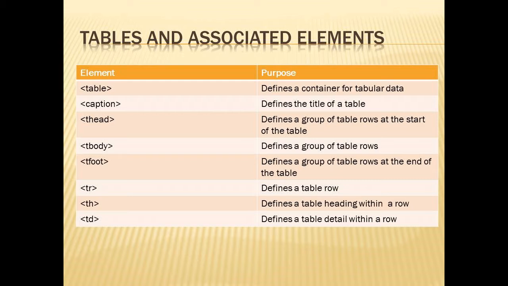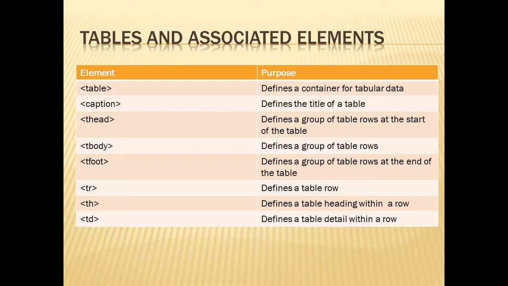In this episode, I'll take up HTML tables. So, let's first of all have a look at the elements which go into making an HTML table. The main wrapper element is the table element, which defines a container for tabular data. Then we have the caption element, which defines a title of a table. We have the thead element, which defines a group of table rows at the start of the table. We have the tbody element, which defines a group of table rows making up the main content. We have the tfoot element, which defines a group of table rows forming a footer of the table.